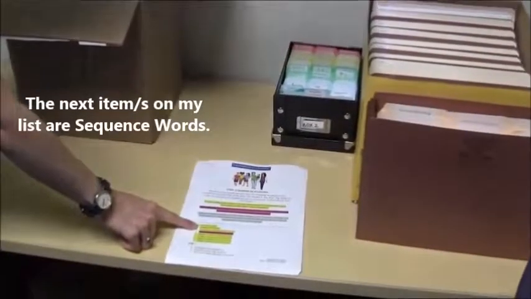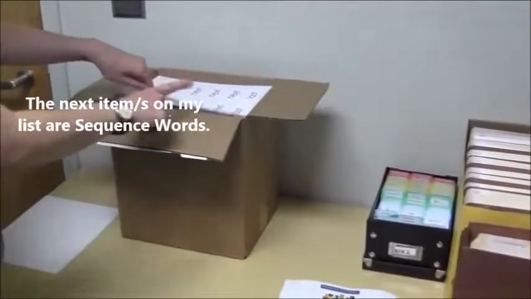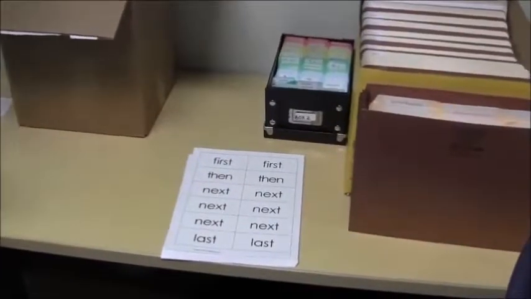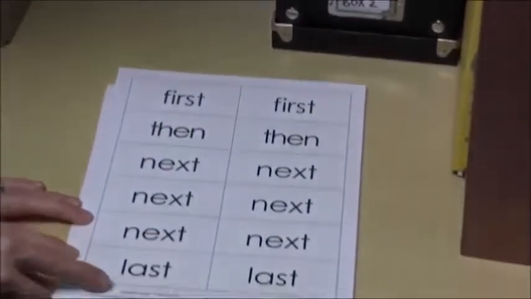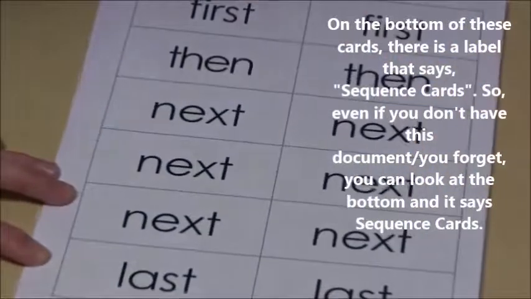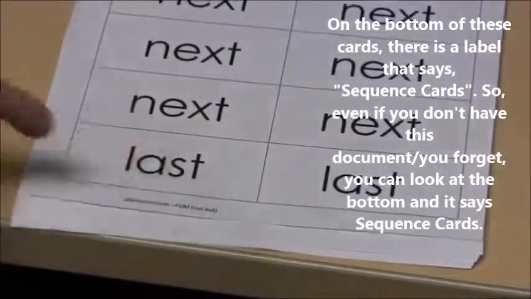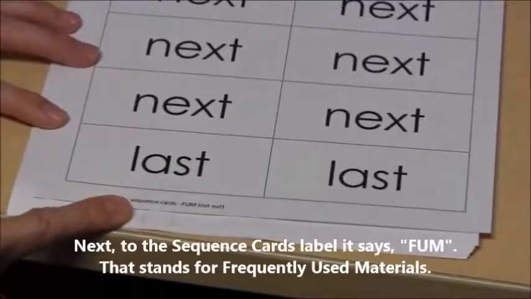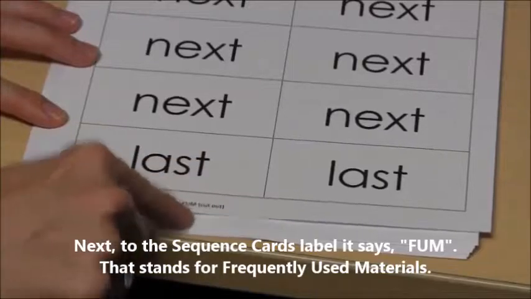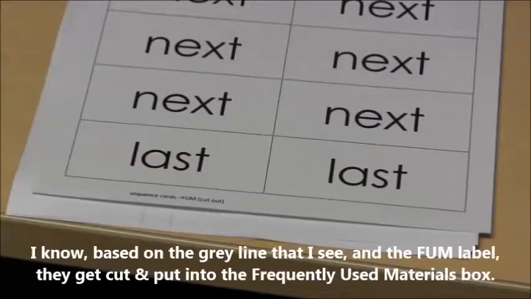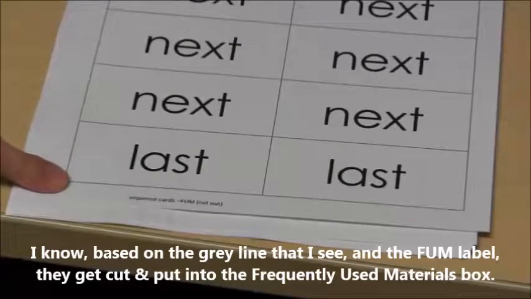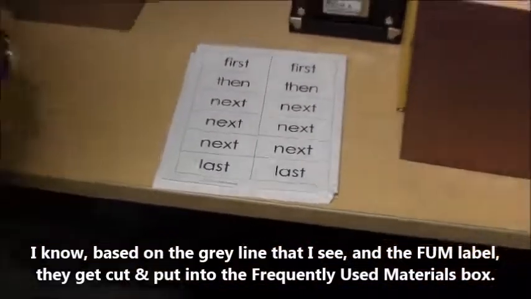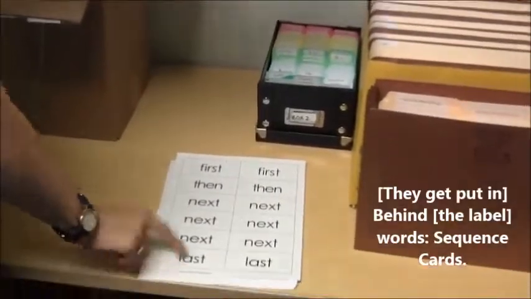The next item on my list are sequence words. So I go to my brown box and I pull out the next document, which is sequence words. On the bottom of these cards, there is a label that says sequence cards. So even if you don't have this document or you forget, you can look at the bottom and it says sequence cards. Next to the sequence cards label, it says FUM. That stands for frequently used materials. So I know, based on the gray line that I see and the FUM label, that they get cut and put into the frequently used materials box behind the words sequence cards.